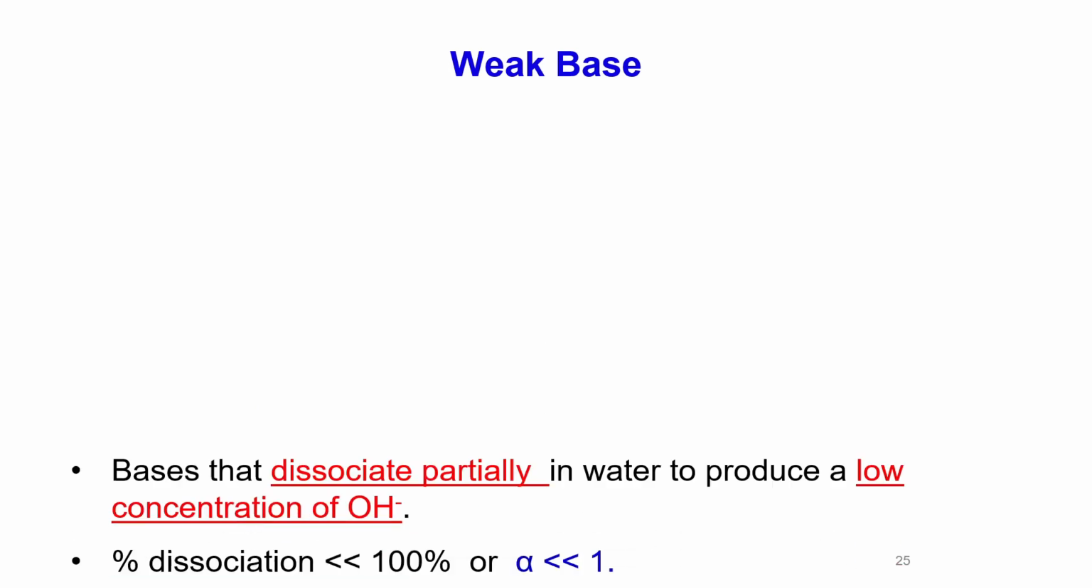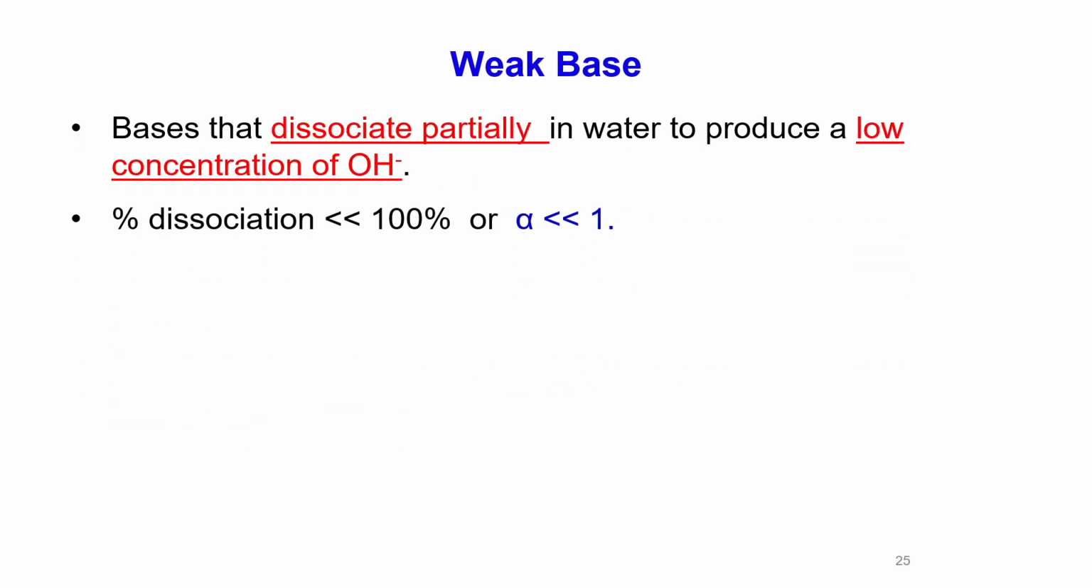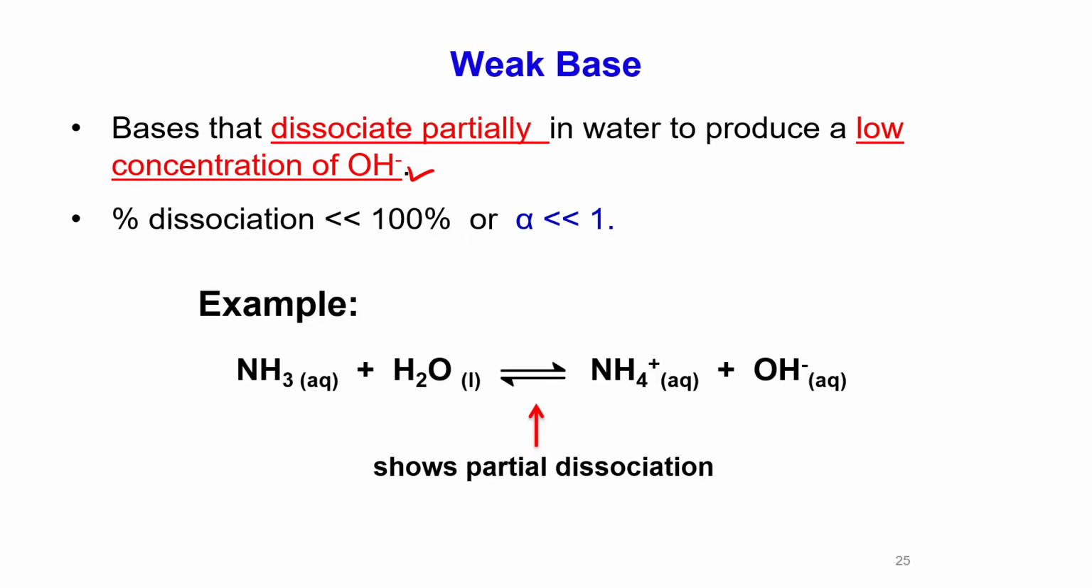Alright, so for weak base, a base that dissociates partially in water to produce a low concentration of OH-. The percentage dissociation is less than 100%, or alpha is less than 1. So this is the example: NH3 plus H2O produce NH4+ and OH-. So it shows a partial dissociation. Okay, dia menunjukkan separa. So these are the examples of weak acid and weak base.